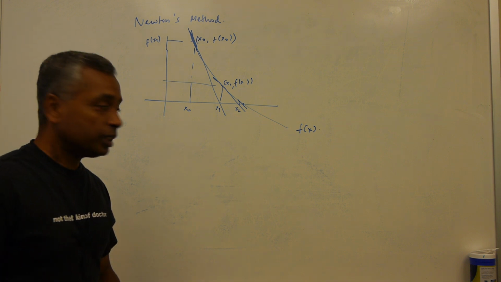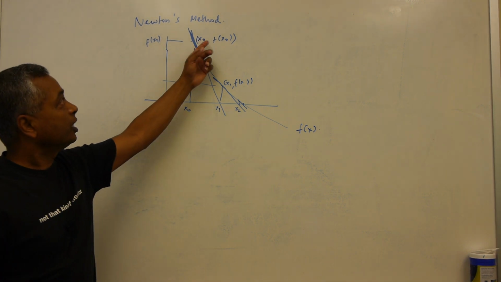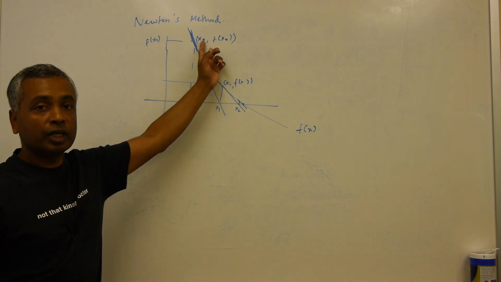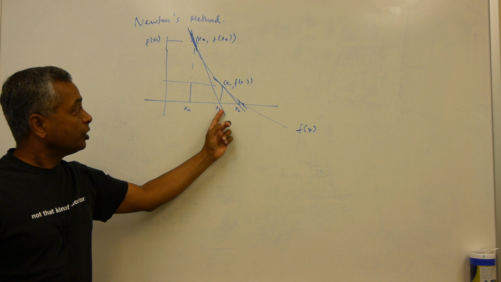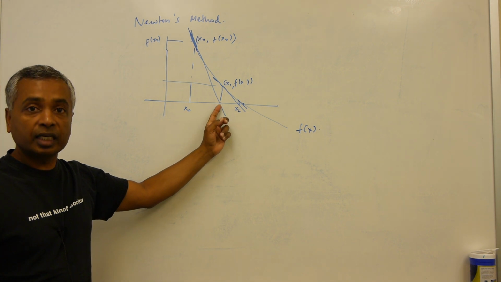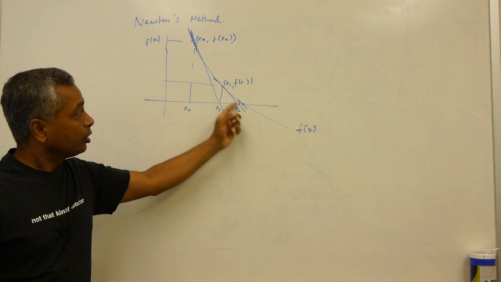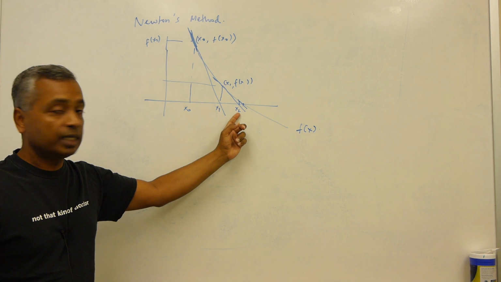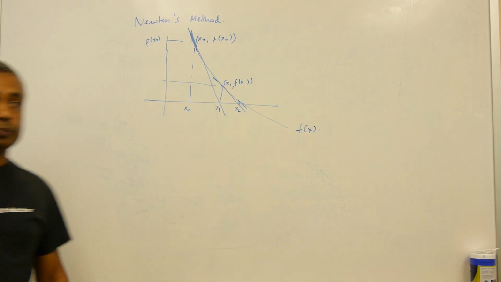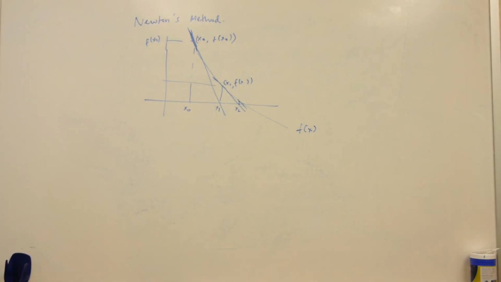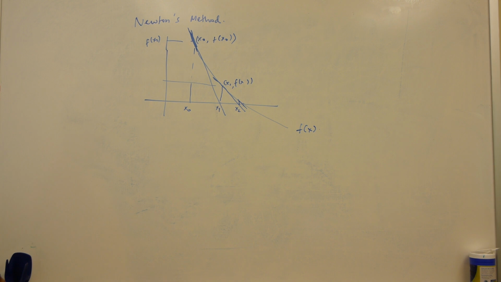So once again, the process is simple. Start from an initial guess, draw a tangent at that particular point, tangent to the function, extend that line to the x-axis, that becomes your next guess, that's x1. Take it up, draw the tangent again, that becomes your next guess, x2. Take it up, draw the tangent again, keep doing this, and you're done. So this is Newton's method in a geometric sense.